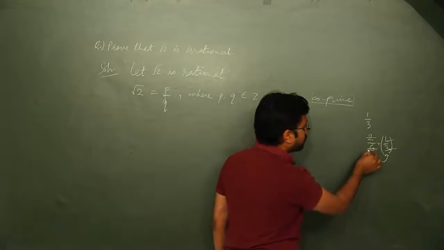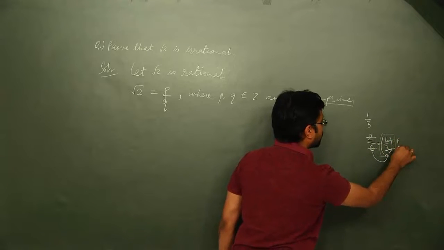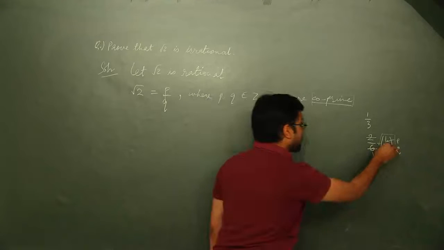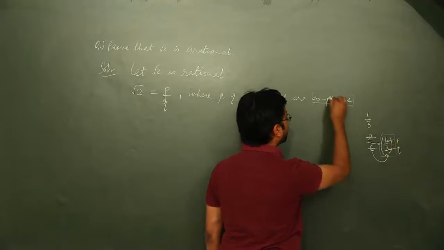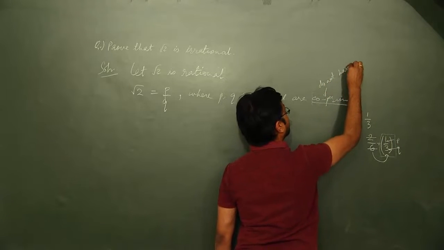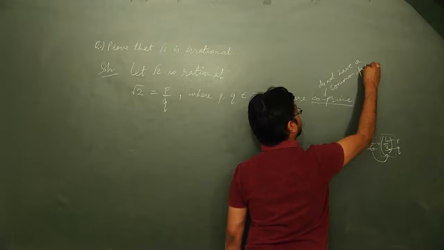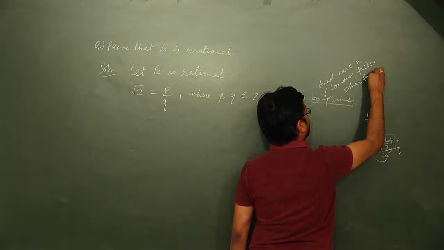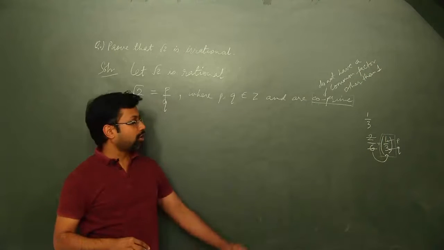Here the common factor was 2. In the standard form, p and q will share no common factor other than 1, and in this form the numbers p and q are co-prime, that is, they do not have a common factor other than 1. Any two numbers which do not have a common factor other than 1 are called co-primes.